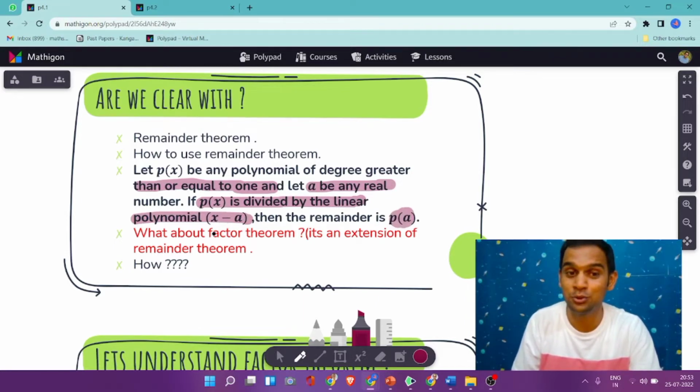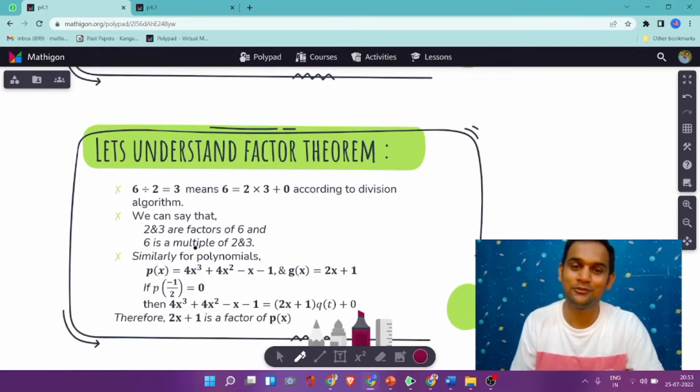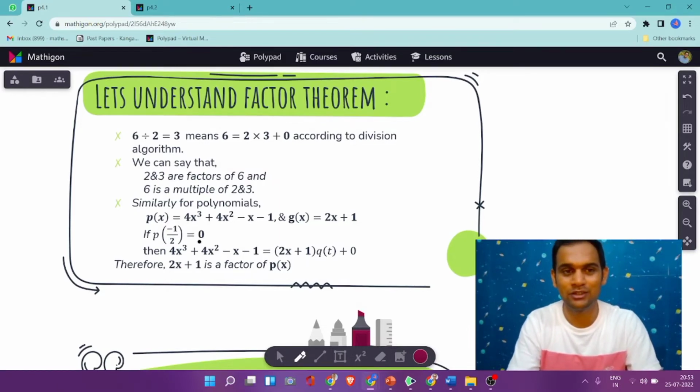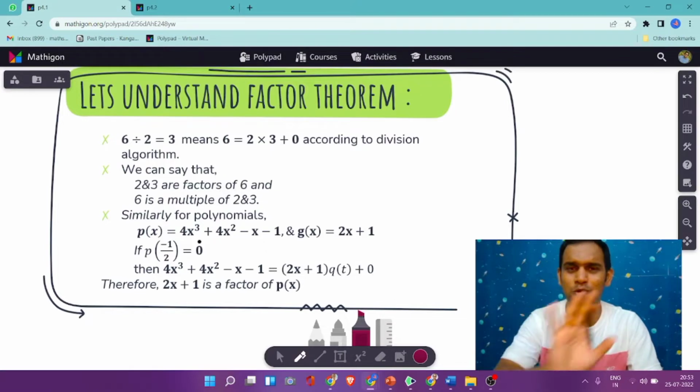Now, as I already told, what is the factor theorem? It's an extension of the remainder theorem. How? Let's try to understand. Again, we will try to understand with the basics, that is the division algorithm. We'll take help of the division algorithm. I have discussed the division algorithm a lot of times, so I hope you will never forget what it is. Let's quickly understand.